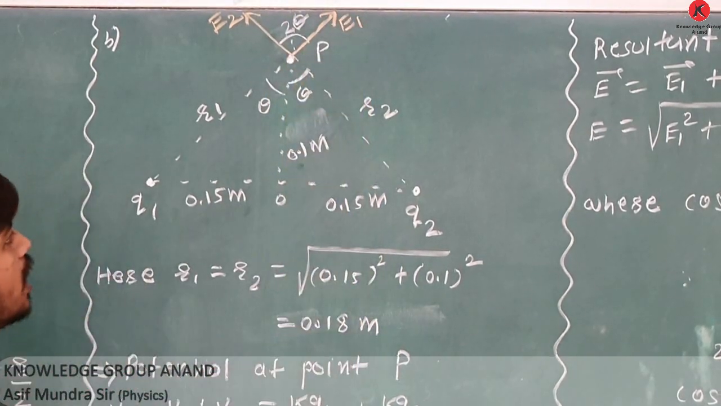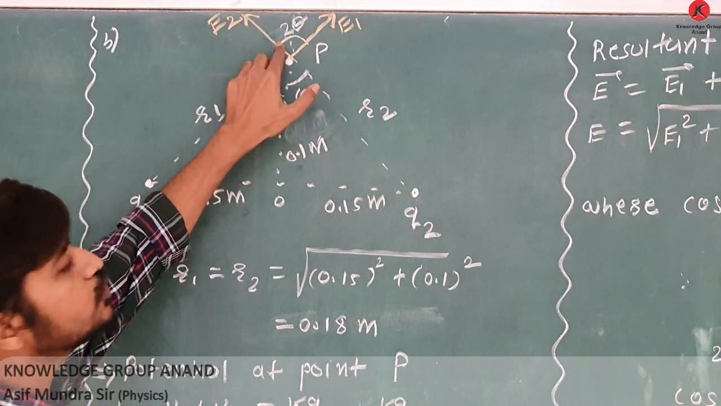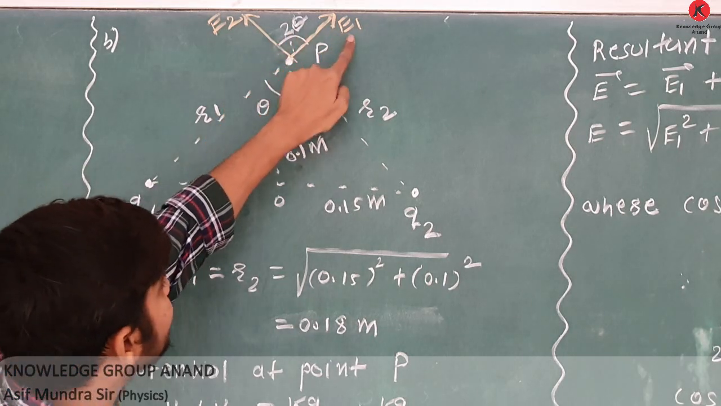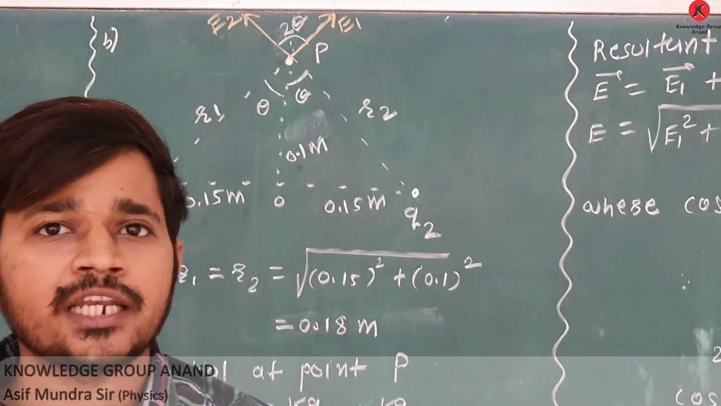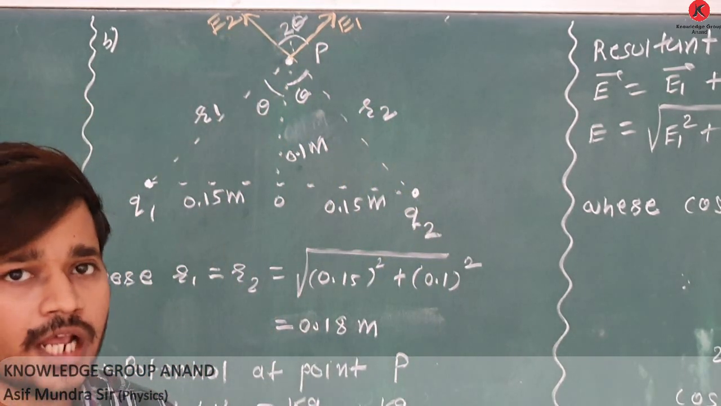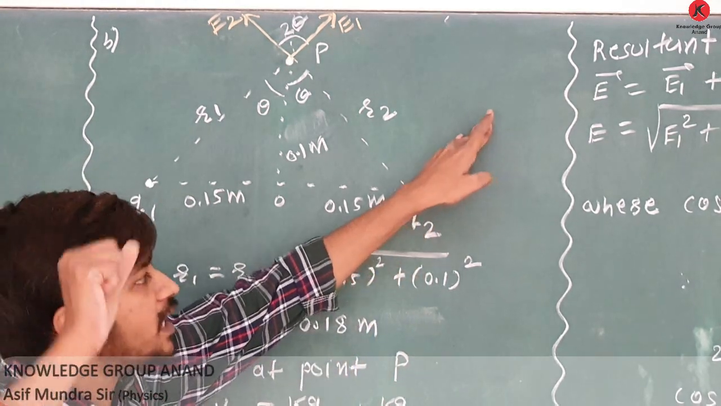Now see, E2, E1, if this angle is 2 theta, this angle will also become 2 theta. Then what is angle between E1 and E2? 2 theta. Clear? Okay. Now, how to apply law of parallelogram?